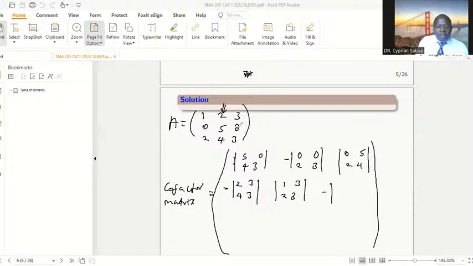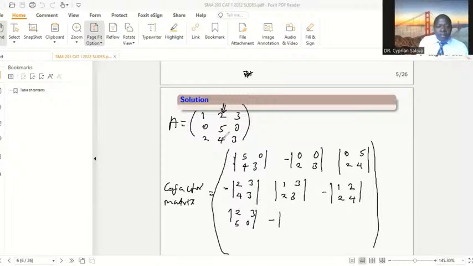The next element is this one, 0. Delete its row and its column. You have 1, 2 as the remaining matrix, and 2, 4. We are at 2 here, this 2. The sign is positive. Delete its row and its column. We have 2, 3, and 5, 0. The sign is negative now.